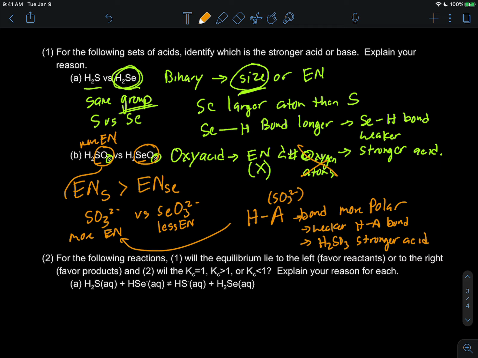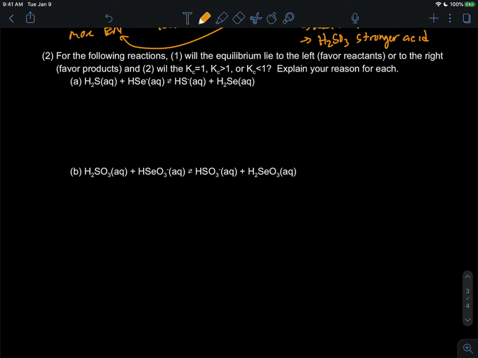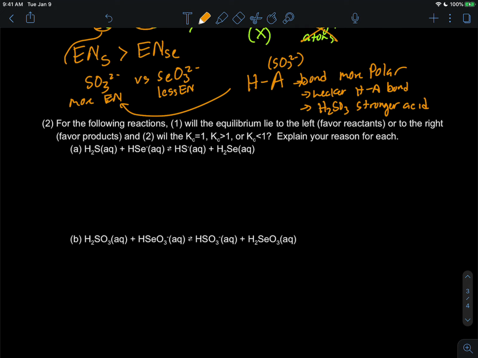Now we're going to apply this a little bit in thinking about two different types of equilibria. Here we have our H2S and H2Se and their conjugate bases. Again, H2S would be an acid. Its conjugate base, if we take away an H+, is HS-. Likewise, our H2Se is an acid. Its conjugate base is HSe-, because we take away that H+.